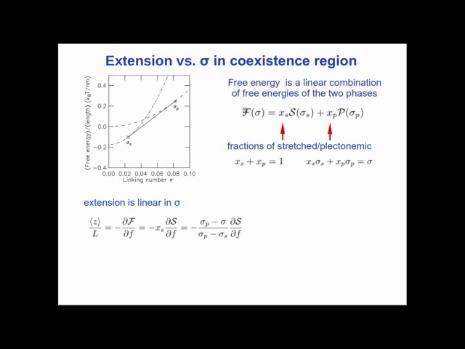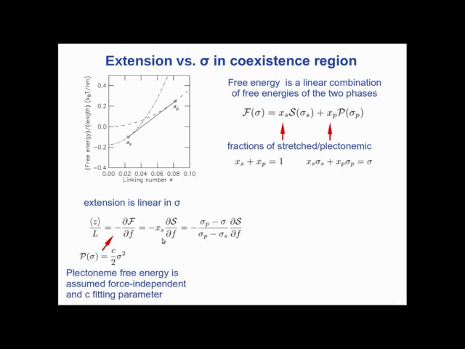Now, to calculate the extension, I can do exactly the same. I take the total free energy, now the appropriate one in this region, and I differentiate with respect to f with a minus sign. Here, however, I make the assumption, and it makes sense, that the plectonemic part does not contain the force, it is force independent. So this derivative acts only on S and not on P.